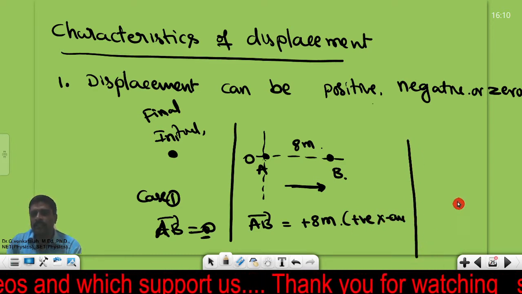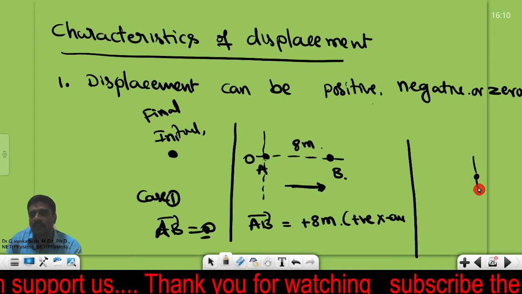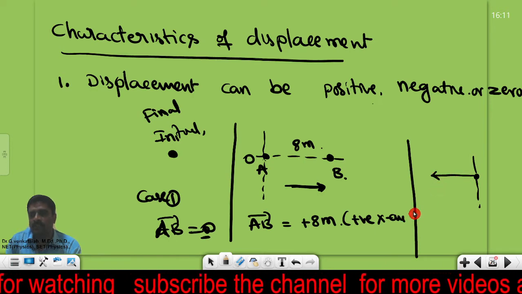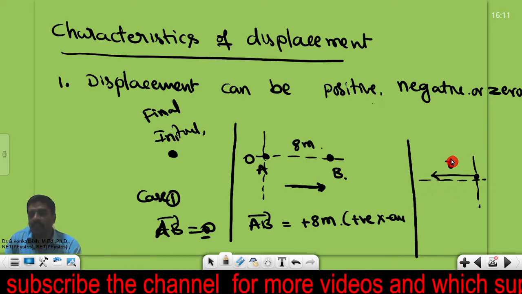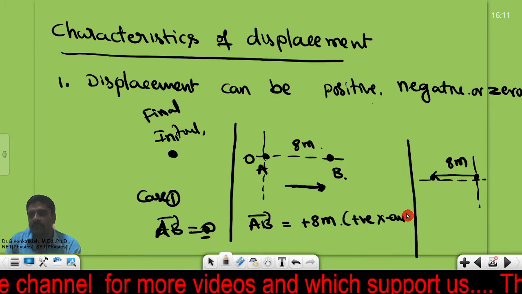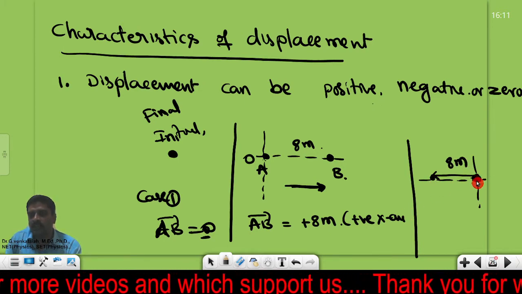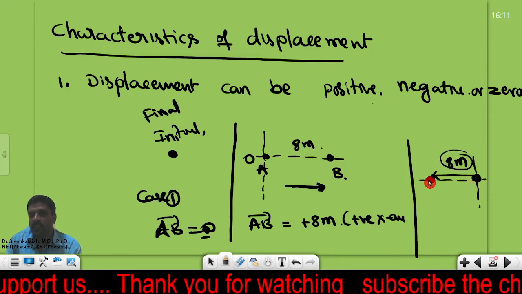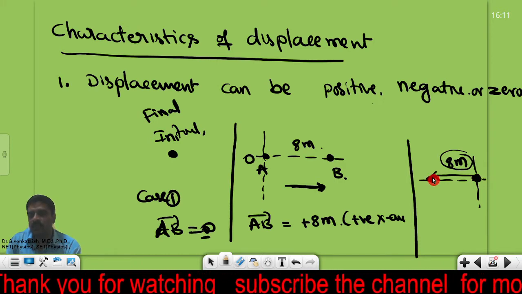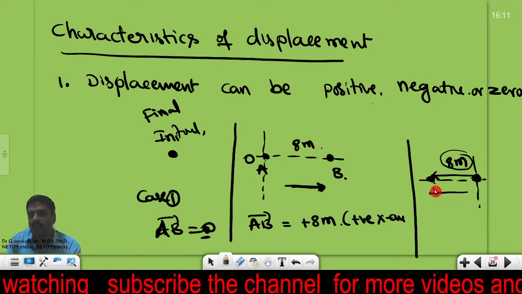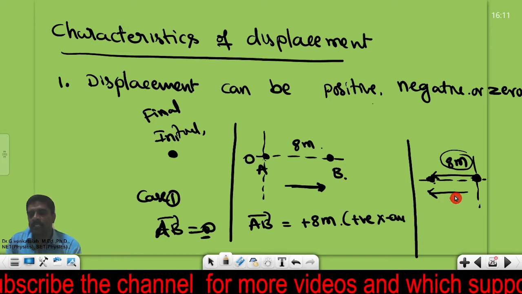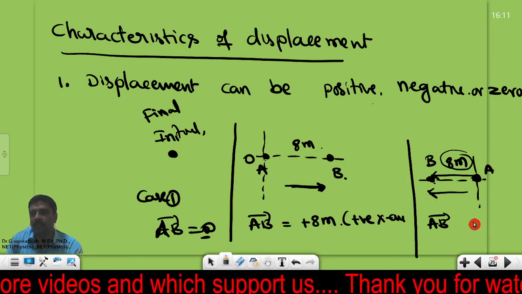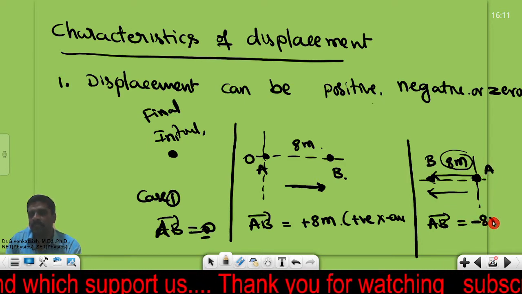Now let me go to another case. The object is somewhere here, it is the origin of this object. Now the object is moved in the opposite direction, the negative direction of the x-axis, at a distance of 8 meter. The initial position is the origin, and after the final position, the distance covered is 8 meter. So the shortest distance between the initial and final is 8 meter, but it is moving in the negative direction by the conventional rule. Then this is the A point, this is the B point, AB bar is equal to minus 8 meters.